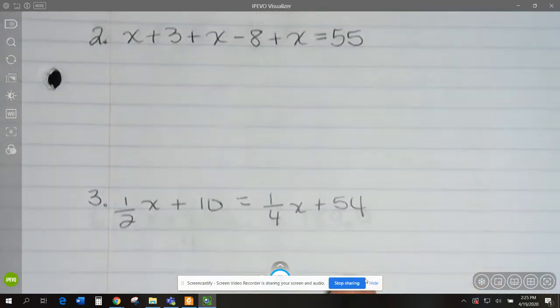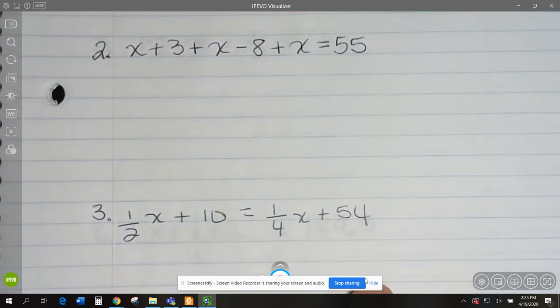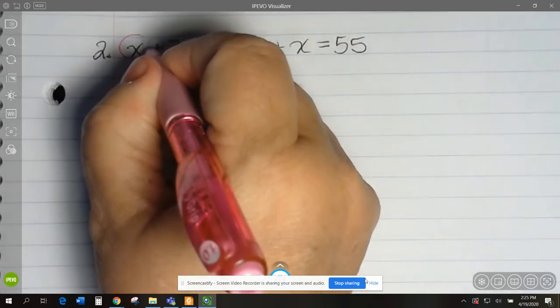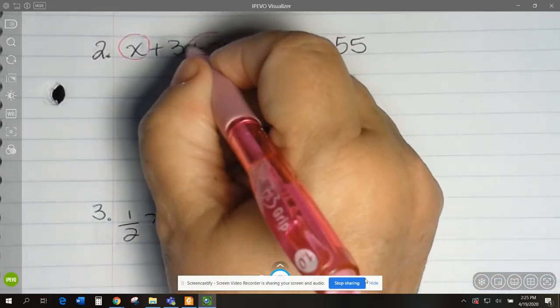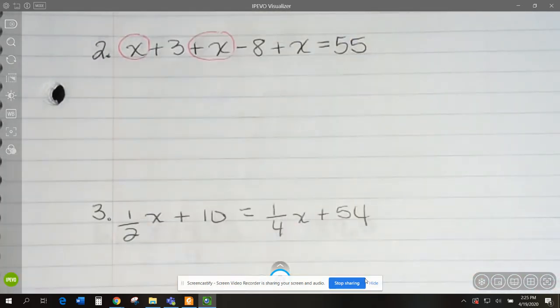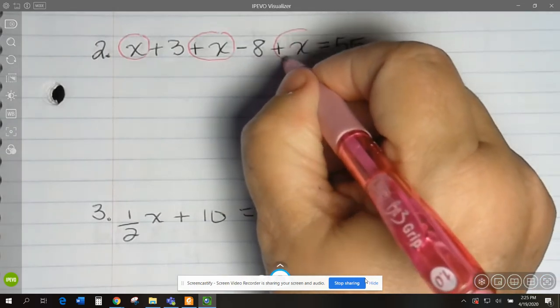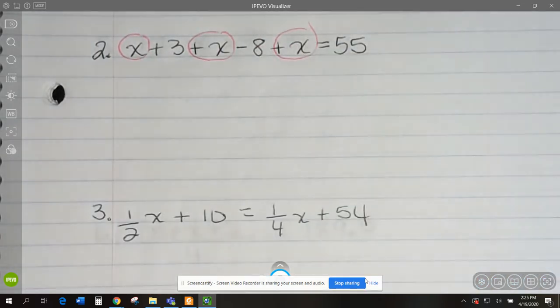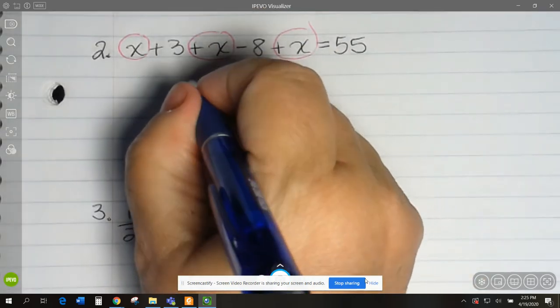Problem number 2, once again, we're going to have to start with combining like terms. This time we have 2 sets of like terms. We have our variable x. Remember, we take the sign in front of it. So we have x, another positive x, and another positive x. So that gives us a total of 3 x's.